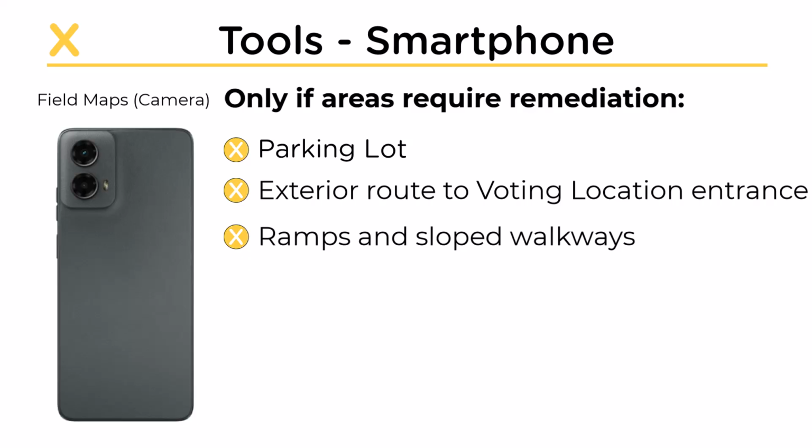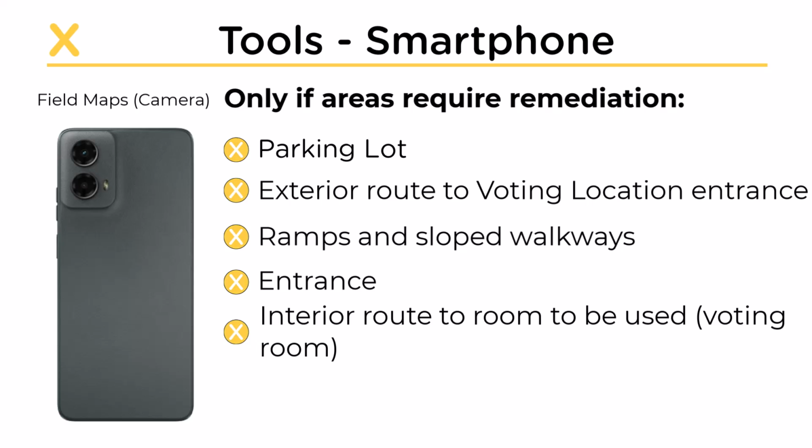Ramps and sloped walkways. Use close-ups to indicate any issues with slopes and measurements. Entrance. Focus on the main pathway electors will take to get to the entrance. For remediation, use close-ups to indicate any issues with threshold width or accessibility. Interior route to room to be used. The voting room. Use close-ups to indicate any issues with obstructions, floor surface, width, and/or thresholds.